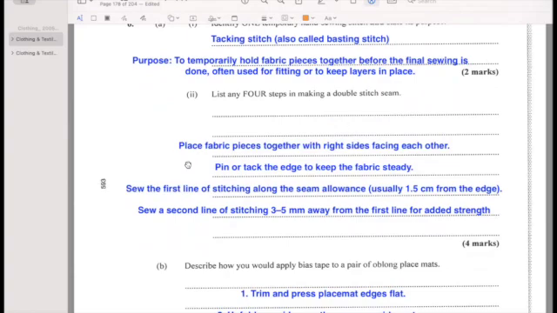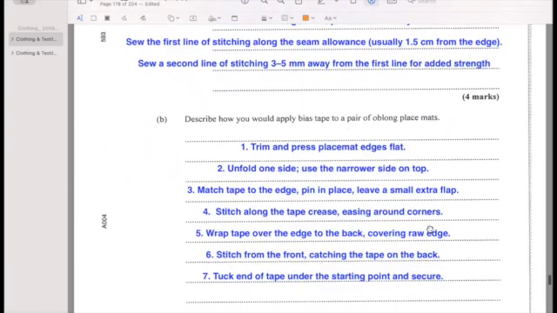List any 4 steps in making a double stitch seam. 1, place fabric pieces together with right sides facing each other. 2, pin or tack the edge to keep the fabric steady. 3, sew the first line of stitching along the seam allowance, usually 1.5 centimeters from the edge. And 4, sew a second line of stitching 3 to 5 millimeters away from the first line for added strength. 4 marks.